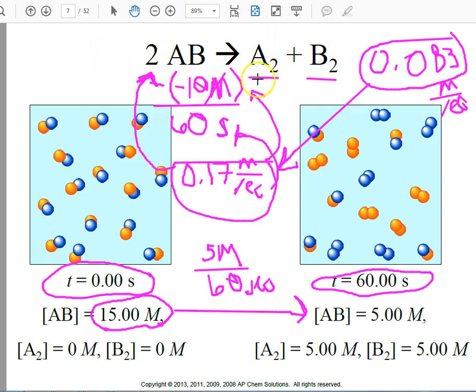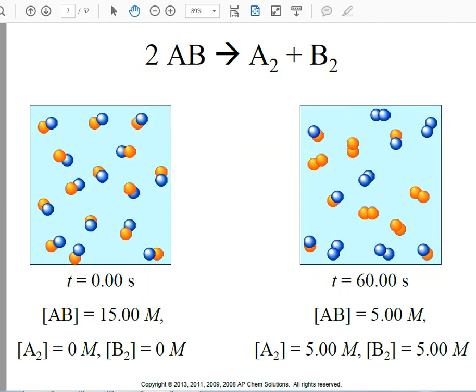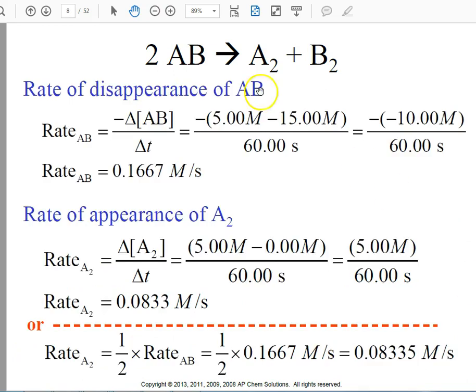So if you know one rate, you can find the others. For example, I know that A2 and B2 have to have the same rate because they're being made 1 and 1. And I know their rate is half as much as AB because AB is being used 2 at a time. Right? So that's how we can use this sort of information to find rate. It's the change divided by the time. And really they could just give us one of these and we could find all of the others.